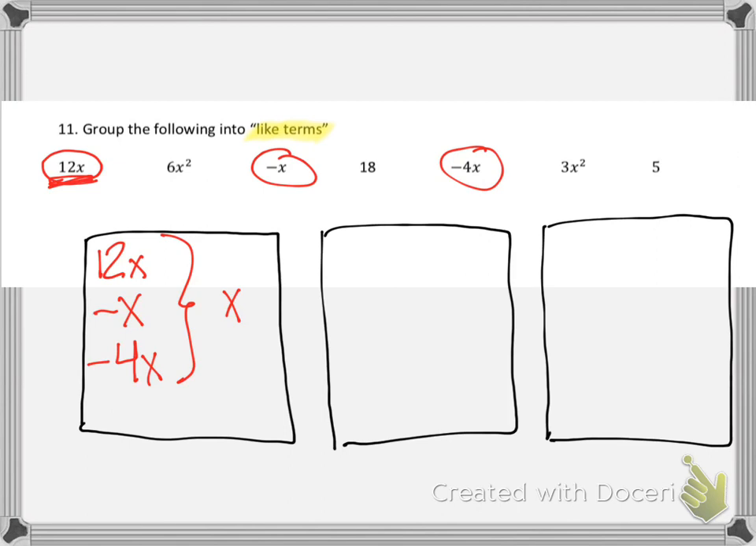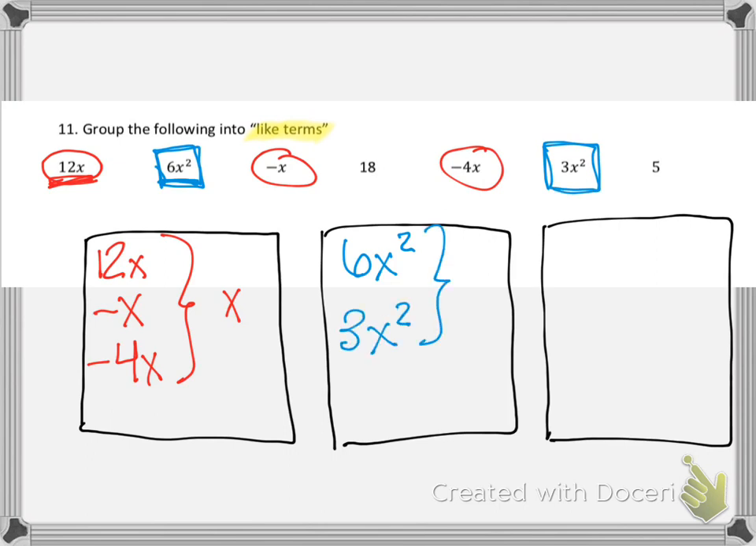But then if I look at my next term right here, 6x squared, that's one term, but if I can find that matching like term, I'd have to look and find the x squareds, which is 3x squared is the other like term. And so these can be added together because they both have an x squared attached to them.